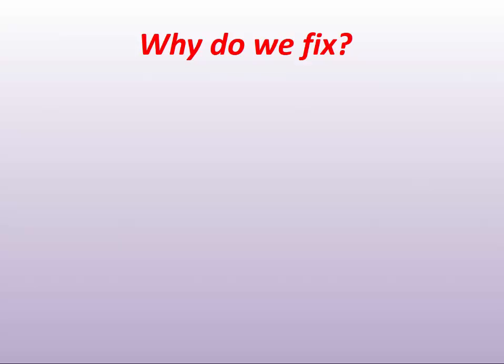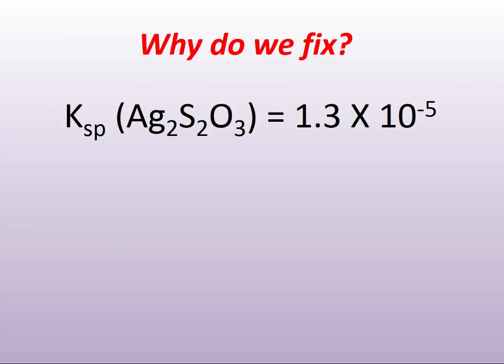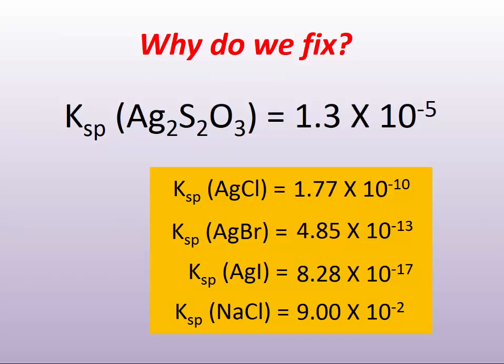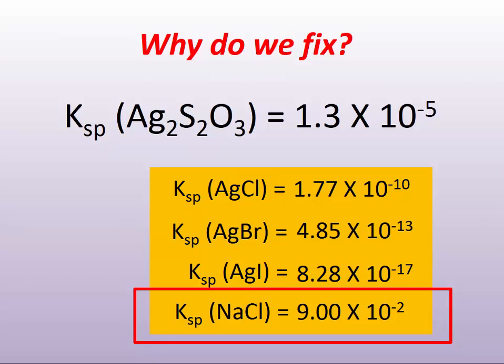As opposed to, why do we fix? The solubility for silver thiosulfate is orders of magnitude more soluble than the silver halide salt itself, 10 to the minus 5. So it's much more soluble. We're starting to approach the solubility of table salt at, remember, 10 to the minus 2. So this is why we fix. This is how we remove silver halide from photographic papers and films.